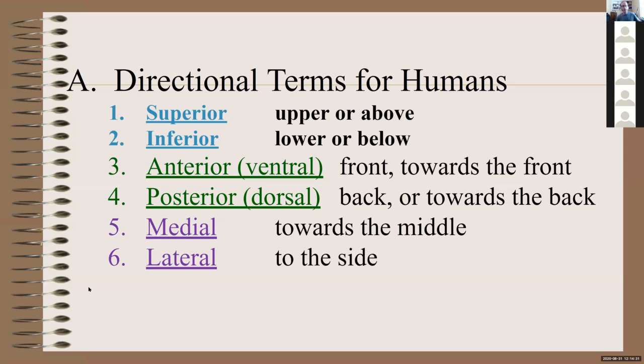So let's review what we have so far. When something is upper or above something else in the body, we use the term superior. When something is lower or below something else in the body, we use the term inferior. When something is towards the front of the body, we use the term anterior. When something is towards the back of a body, we use the term posterior. We can also use the term ventral for the front direction and then dorsal for the back direction.